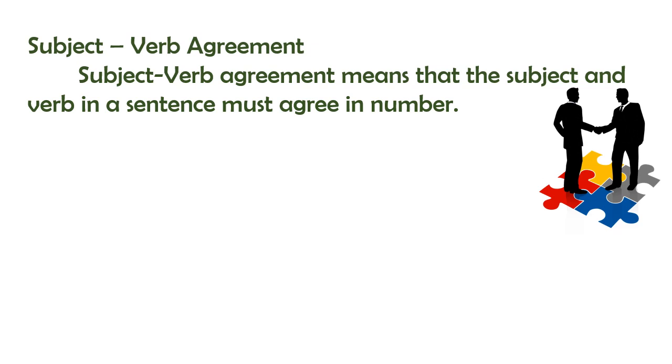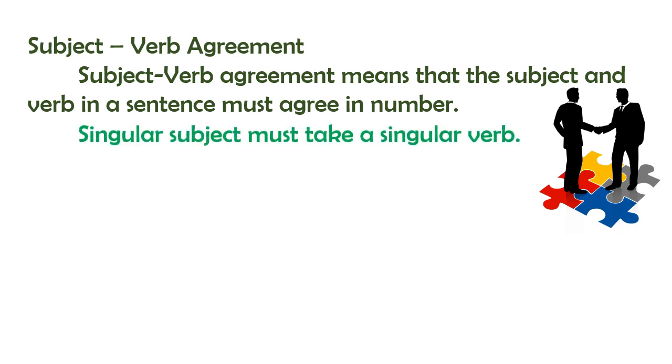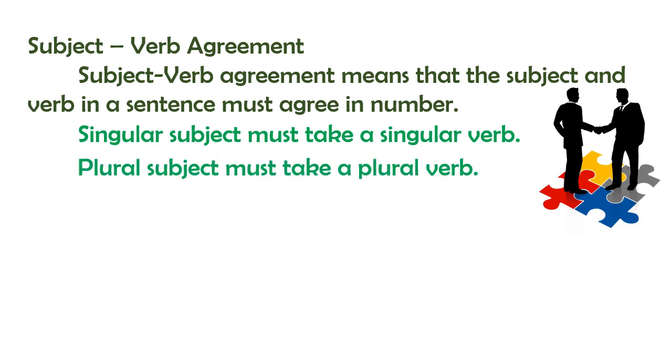Now that we know what a subject and a verb is, let's learn what subject-verb agreement means. See children, it's very simple. It means that if the subject in a sentence is singular, then the verb also should be singular. Likewise, if the subject is plural, the verb also should be plural. Singular means one and plural means many or more than one. Easy, right? Singular subject, singular verb.